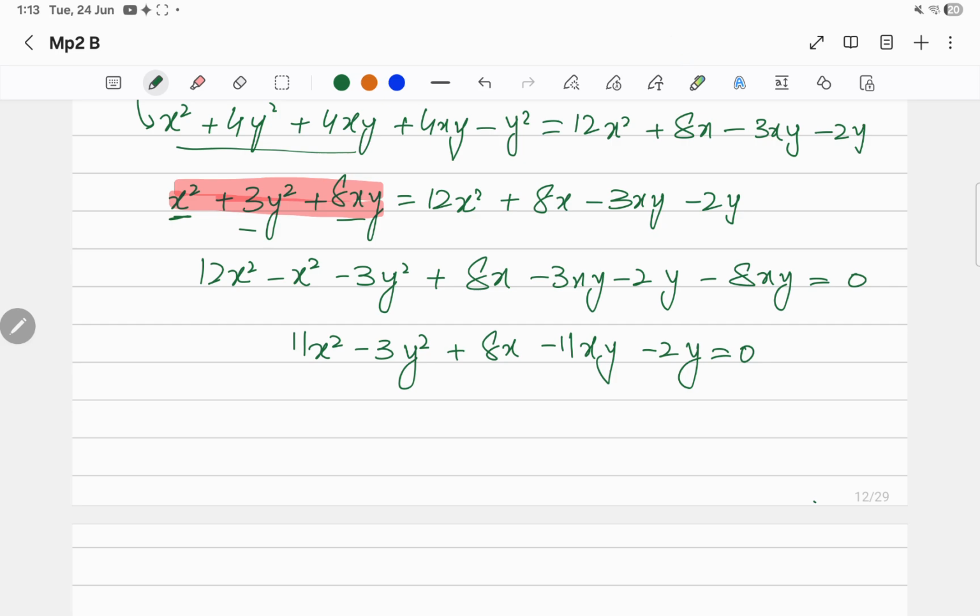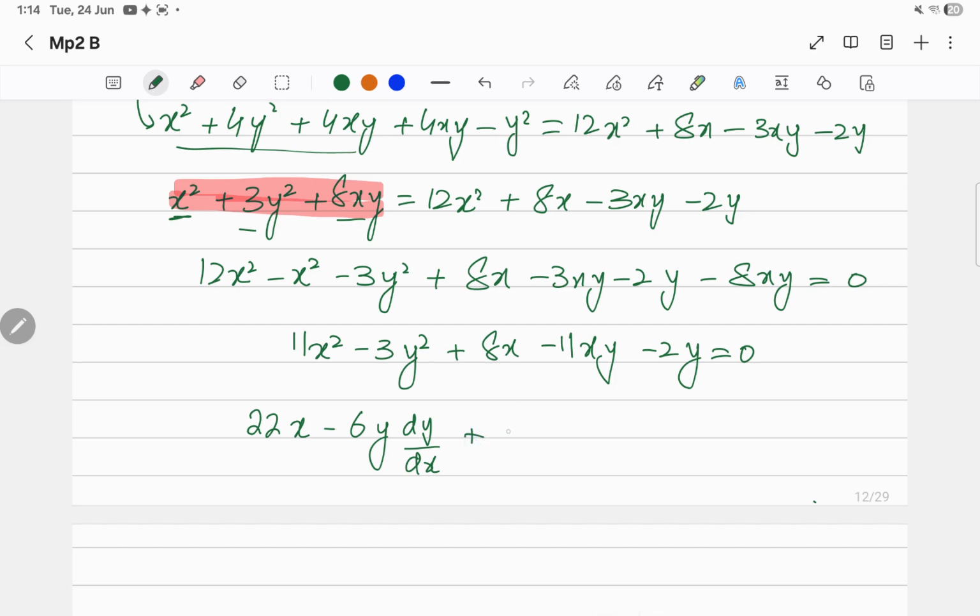Okay, now if you differentiate this equation, take the 2 to the front, so 11 times 2 is 22, take away 1 from the power is x, and the derivative of x is 1, so there is no need to consider it. Minus 3 times 2 is 6, take away 1 from the power is y, and the derivative of y is dy by dx, which is not 1, so we should consider it.